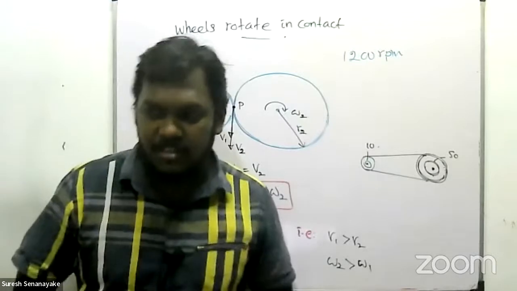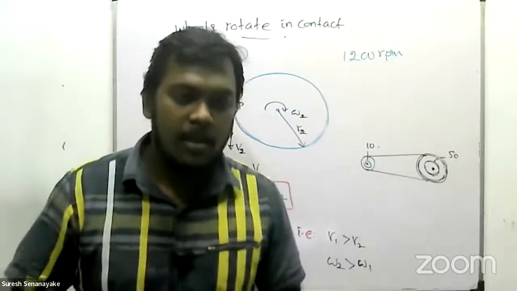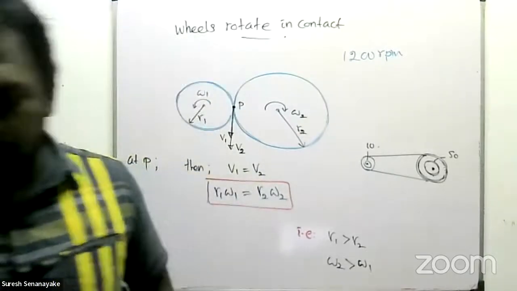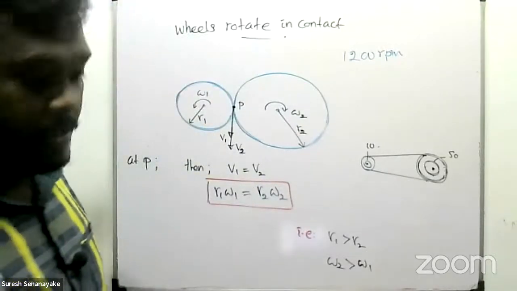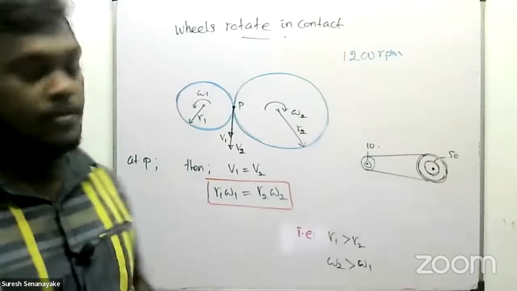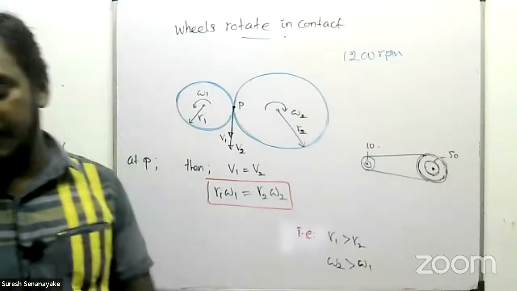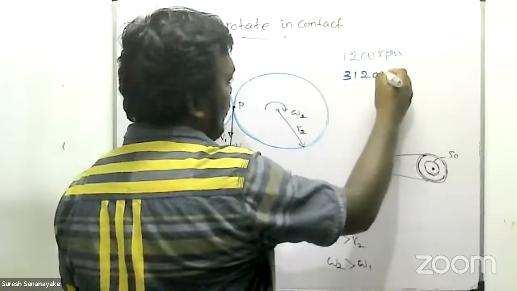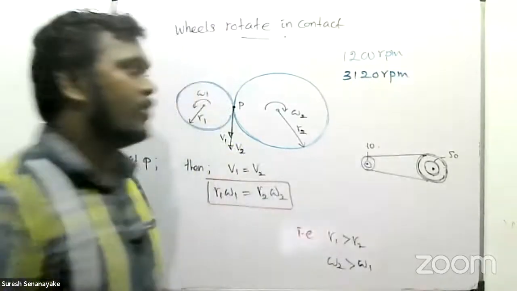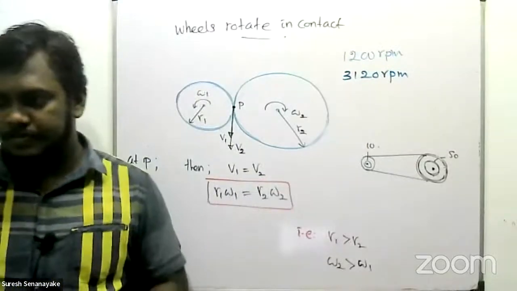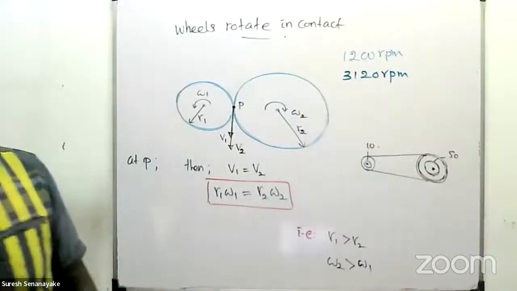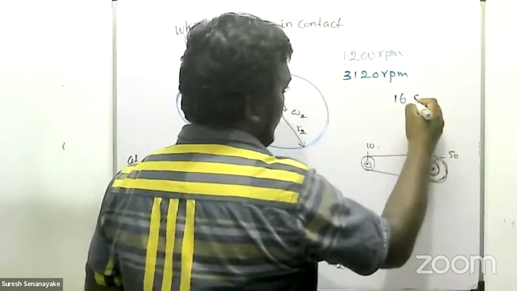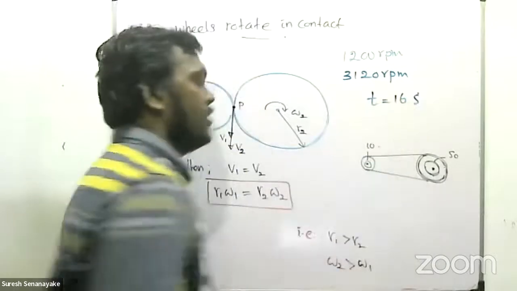The angular speed of a motor wheel is increased from 1200 rpm to 3120 rpm in 16 seconds.